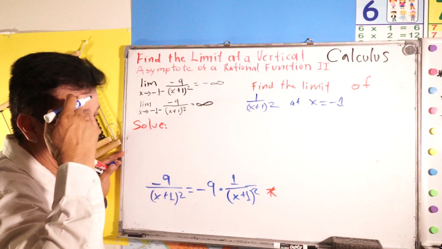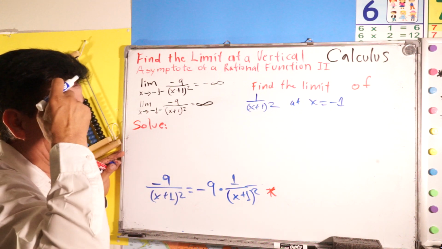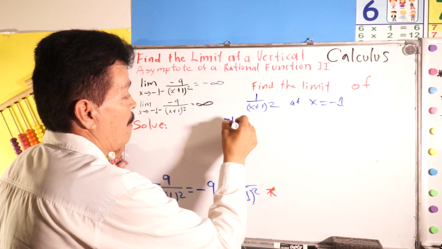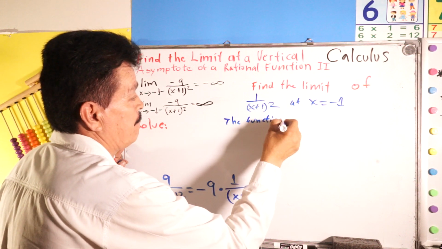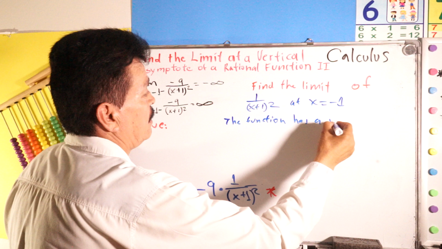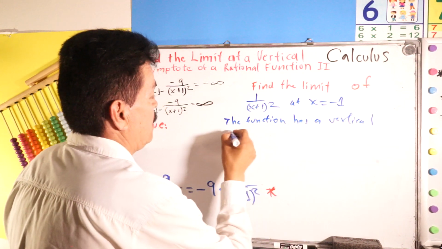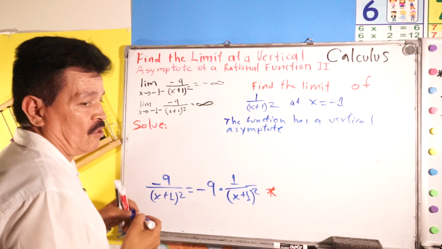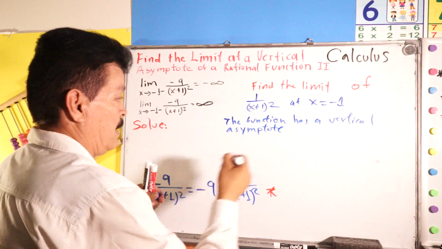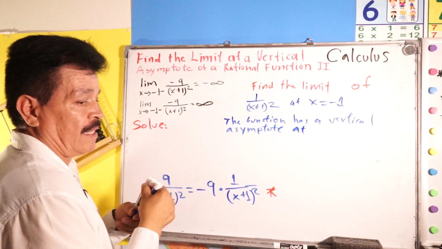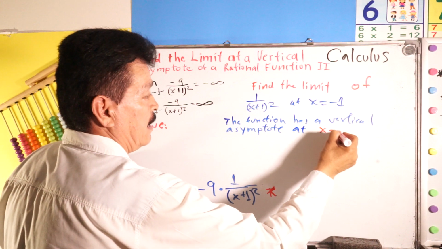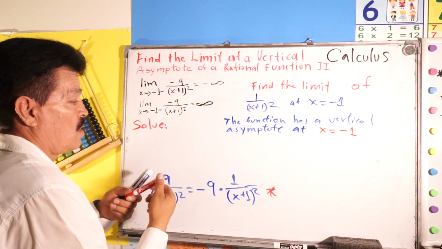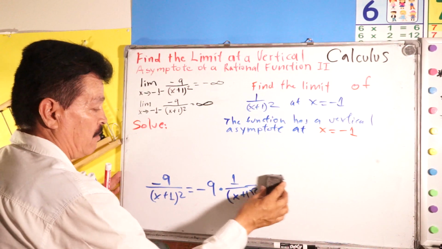This function has a vertical asymptote right again at the point x equals negative 1. All right, this is very important. So then I will erase this now, okay?